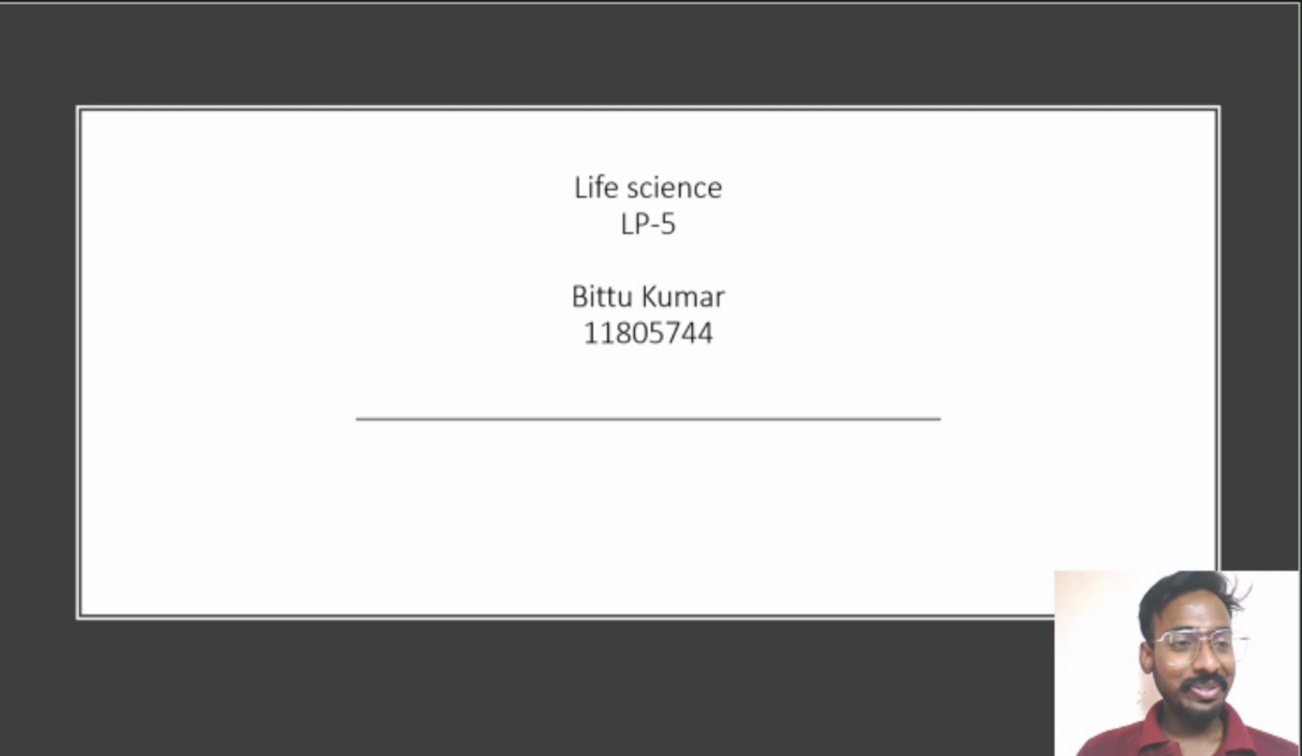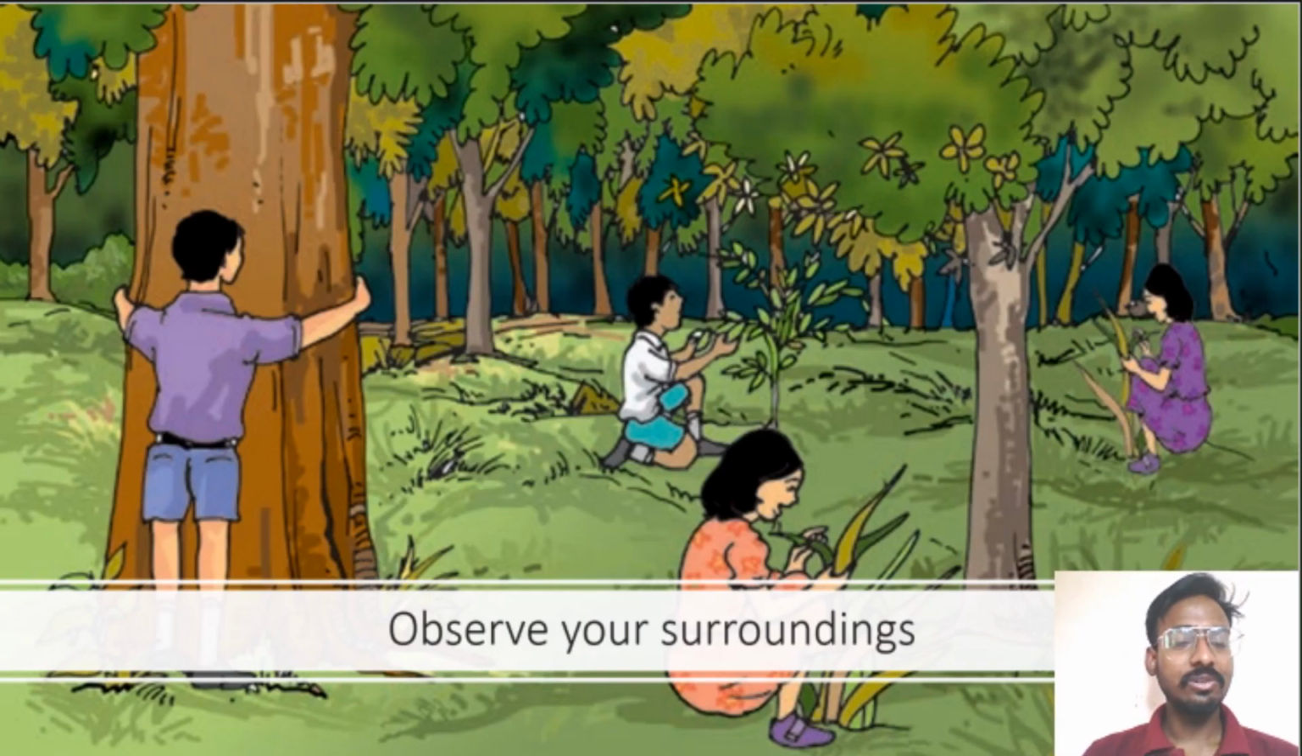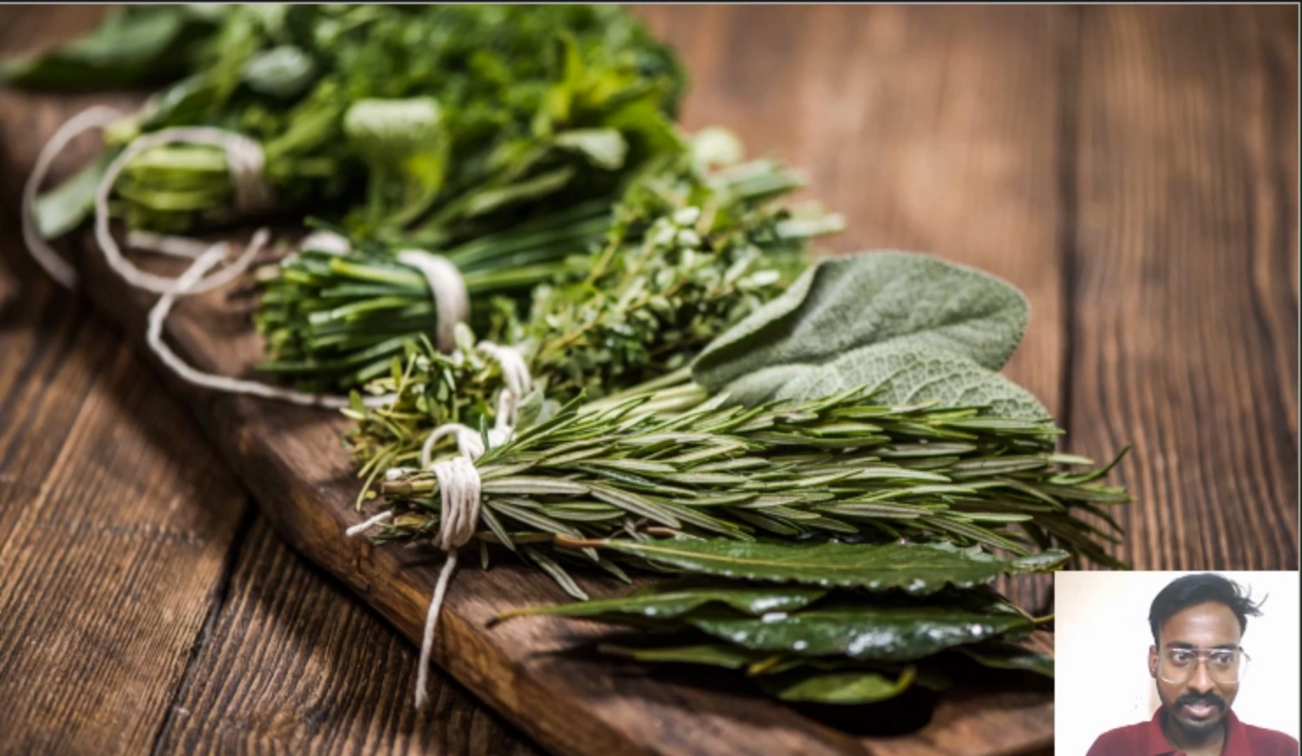Today we are going to start our next lesson of class 6th chapter 7, and this is lesson plan 6. So let's see. First, what we have to do is observe your nearby surroundings. After your observation you will come to know about these things.